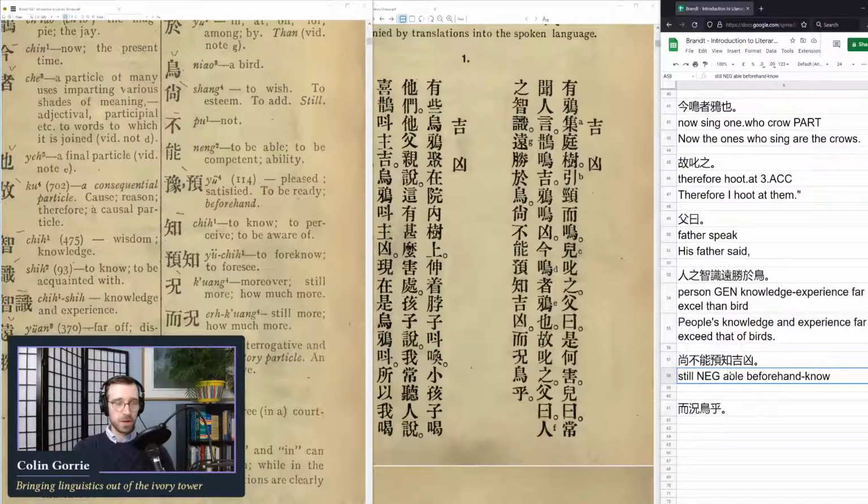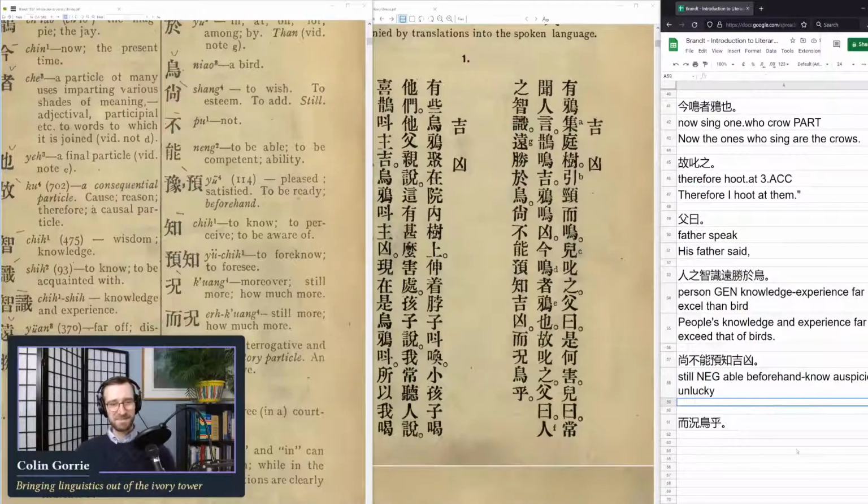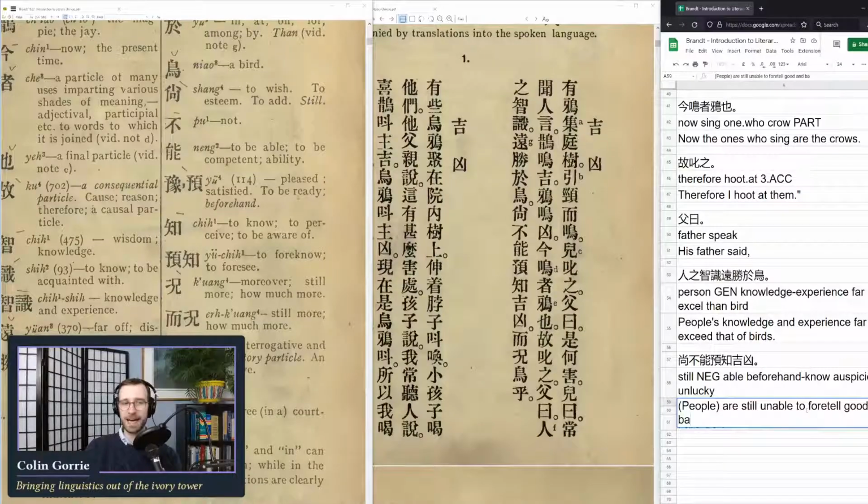What are they not able to know beforehand? Ji xiong, good and bad luck. Auspicious. That's another translationese. Lucky and unlucky. So, but who are not able to know beforehand good and bad luck? I am assuming that this is going to refer to ren, people. So even though people's knowledge and experience far exceed that of birds, people are not able. So they are still unable, people are still unable. Let's just put people here. People are still unable to know, to foresee or foretell good and bad luck.